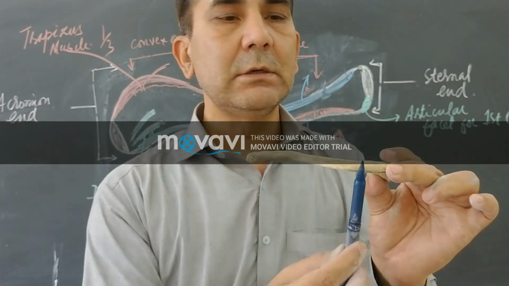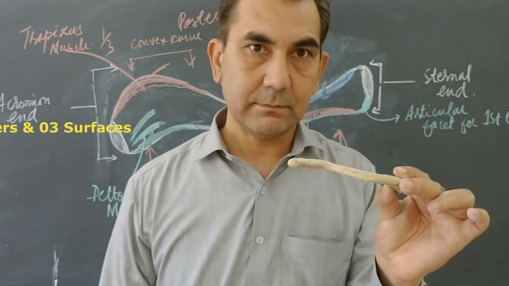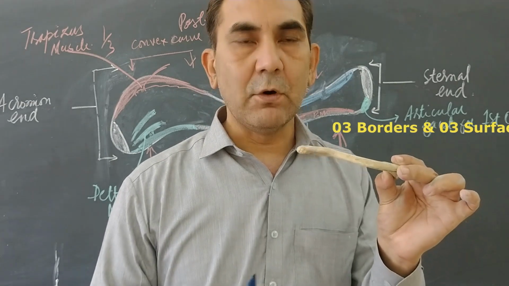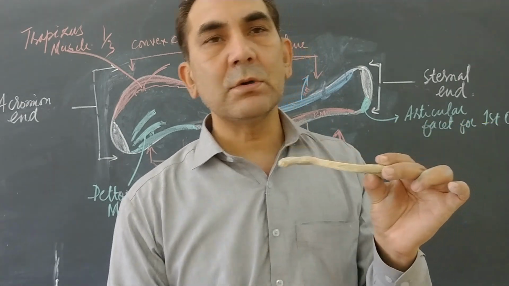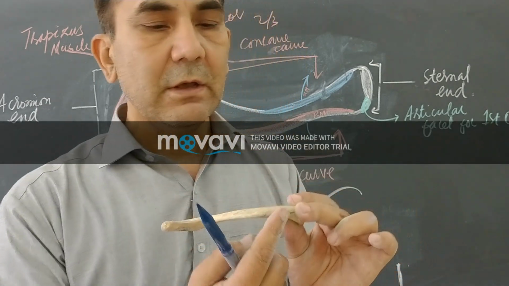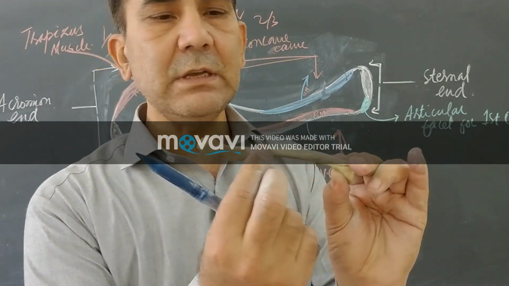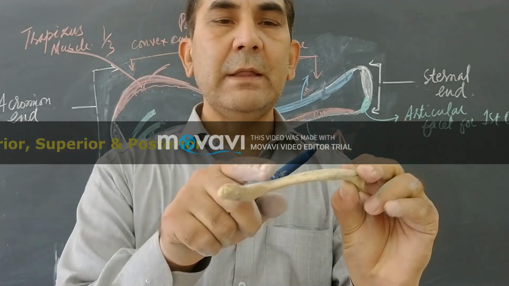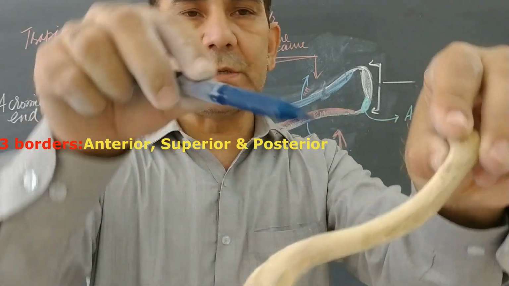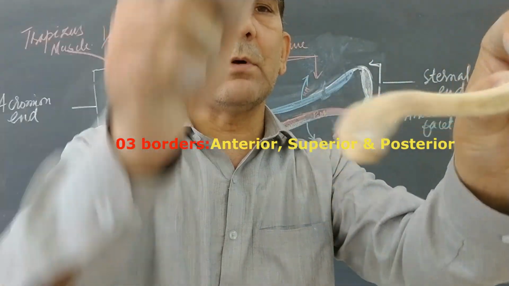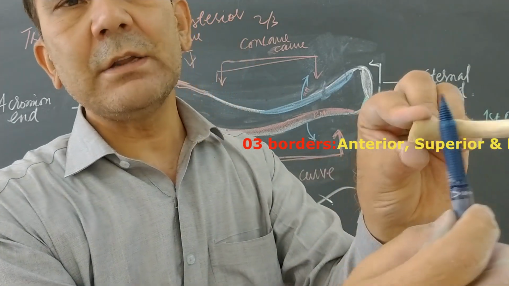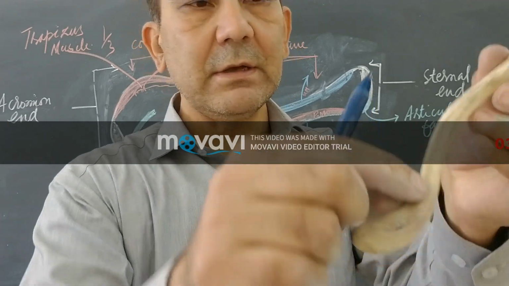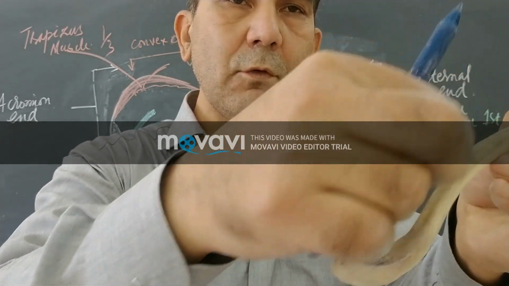It has 3 borders and 3 surfaces. In some books it is written as 4 borders and 4 surfaces, but in some books there are 3 surfaces and 3 borders. At the front side you see a sharp ridge over here. This is called the anterior border. At the superior side is another border called the superior border. At the posterior side it is called the posterior border, and in the inferior surface is a groove over here.